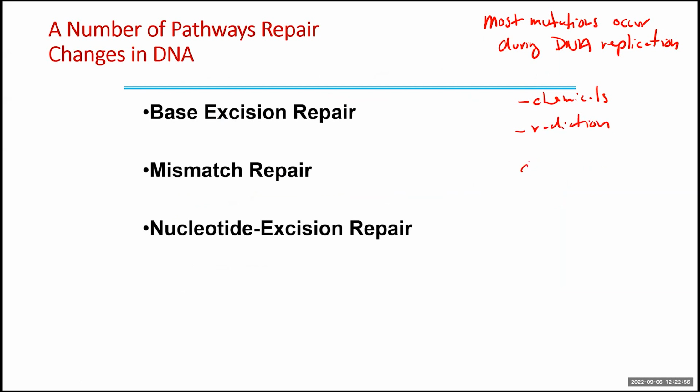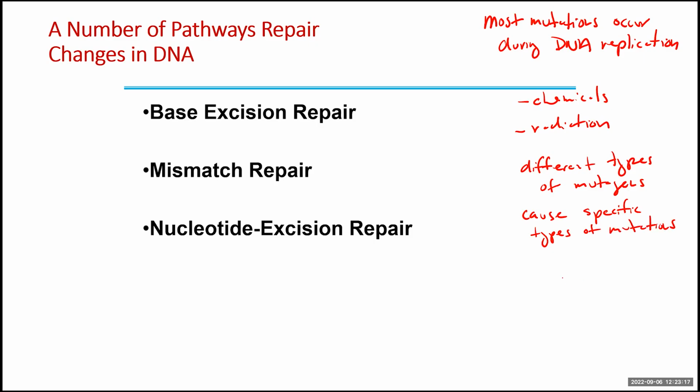You should be aware that different types of mutagens cause specific types of mutations. But you don't have to necessarily know which one causes what. So for example, mutagen A might cause C to T transitions preferentially, whereas a different mutagen or radiation causes T to T dimers.